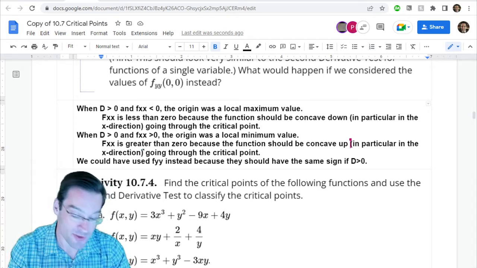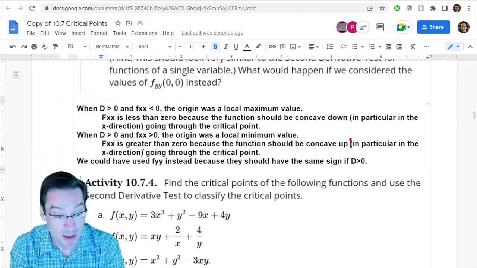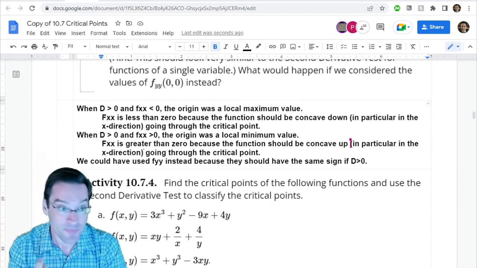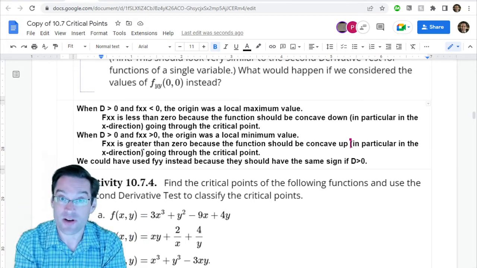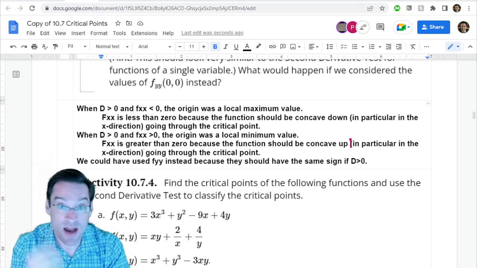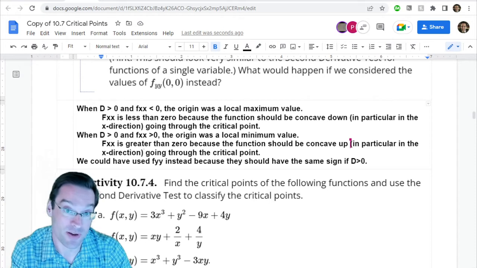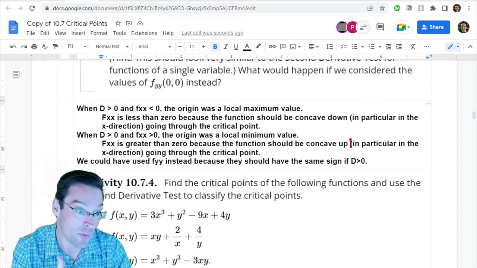Once we know that the discriminant is positive at a critical point, we know that either that critical point is a local max or it's a local min. And so the way to figure out which it is, once we know that all the concavities are in the same direction, which is what a positive discriminant tells us, then we just have to test one concavity to figure out whether they're all up or all down, right? Because they're all going to follow the lead of whichever one that we check.